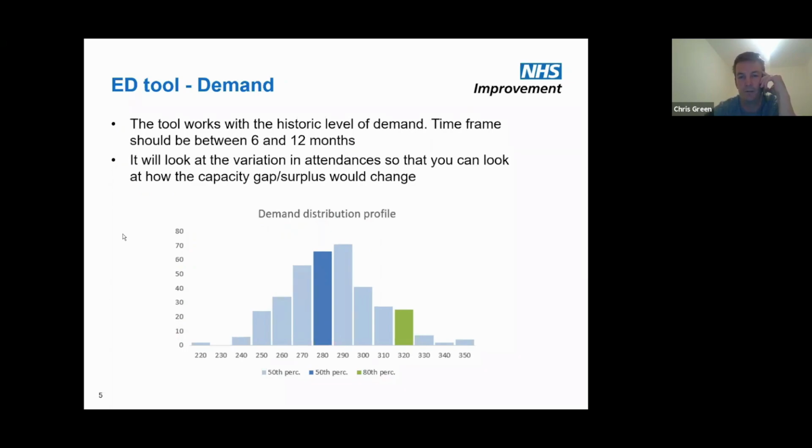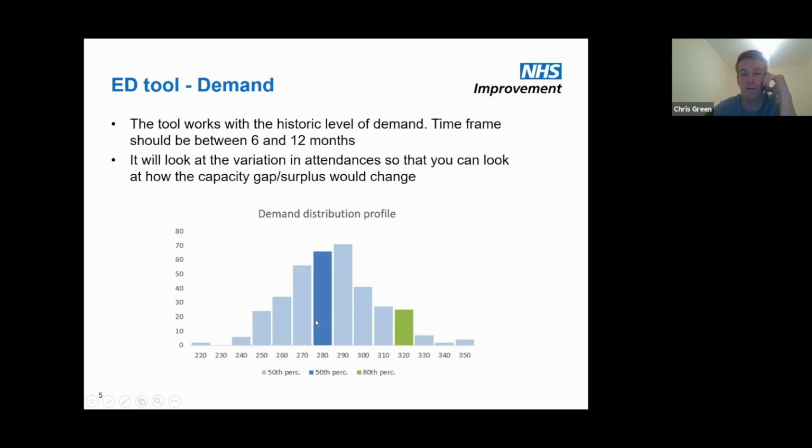But then we also want to look at the variation in attendances by time of day and by day of week. So what you can see for this typical trust is that sometimes they have seen 220 patients coming through the front door, and sometimes they've seen upwards of 340, 350. Now, if we worked off the average, 50% of the time would be right and 50% of the time would be wrong. So what you can do in the model is look at various different levels of demand, so that you can say, well, on an averagely busy day, say the 80th centile, we would see 320 patients per day.